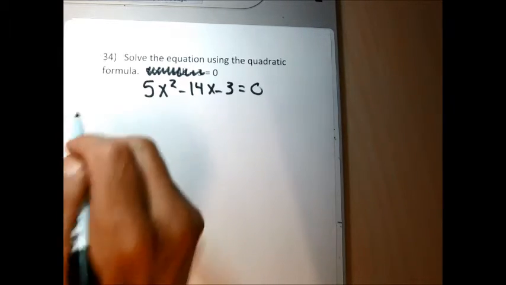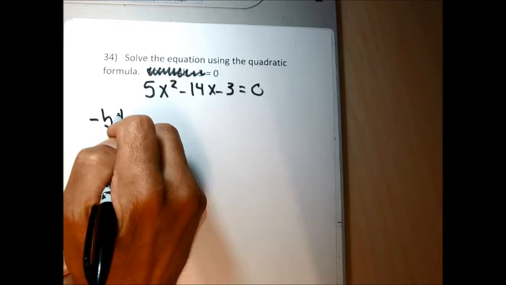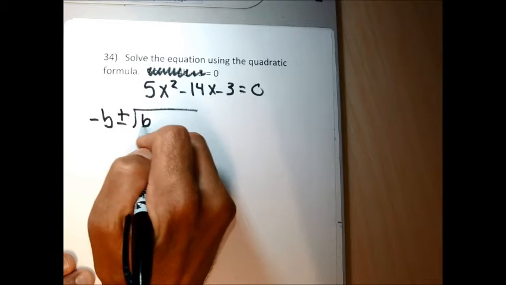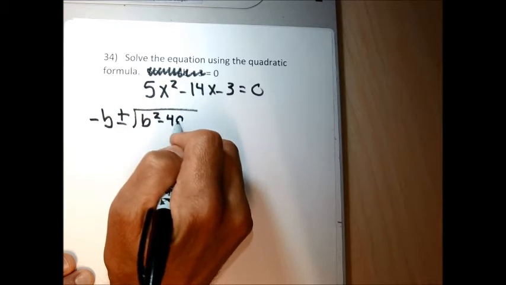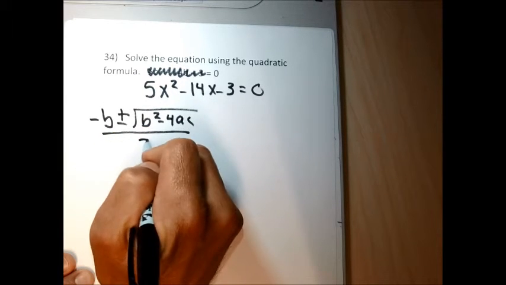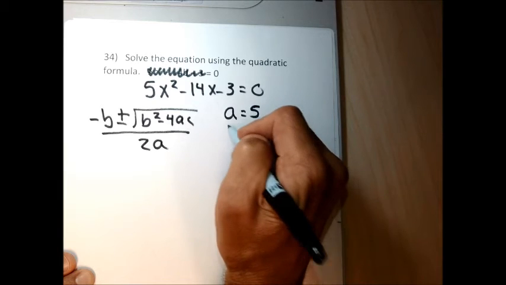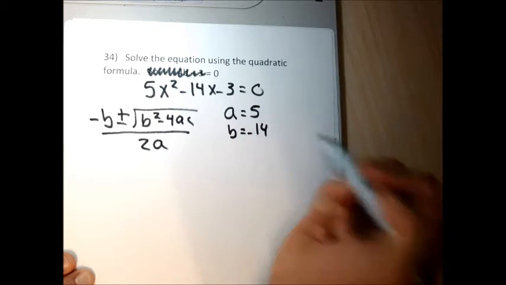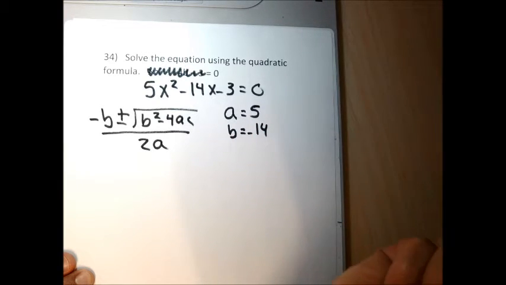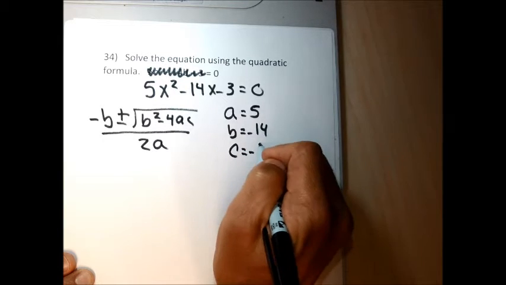So the quadratic formula is negative b plus or minus the square root of b squared minus 4ac all over 2a. We basically did these on our calculator. The a is going to be the 5. The b is going to be a negative 14 because it's negative. It's going to need to be in parentheses. And my c is going to be negative 3.